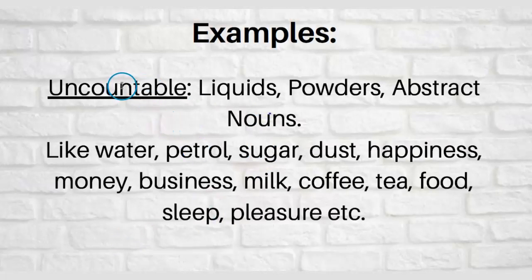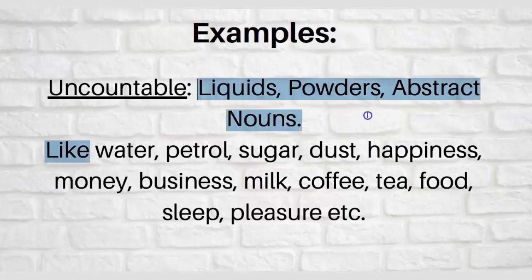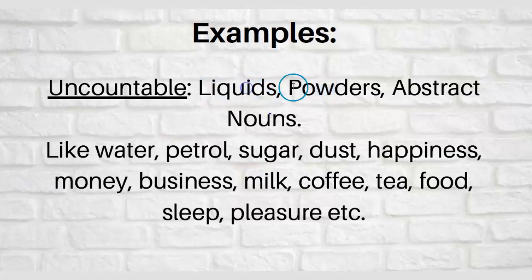So uncountable nouns, they are basically within these three domains. They are either liquids or powders or abstract nouns. Now, what is an abstract noun? An abstract noun is something that you might feel or something that you might want to express, like happiness, sadness, anger, excitement. All of these feelings, they are called abstract nouns and they are considered to be uncountable nouns.